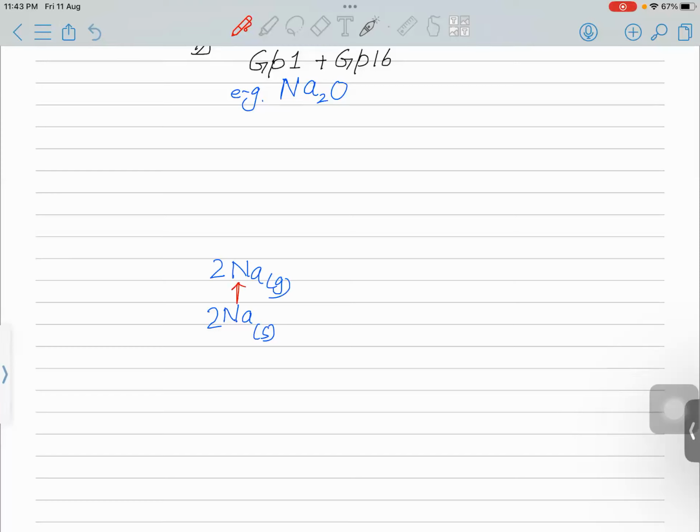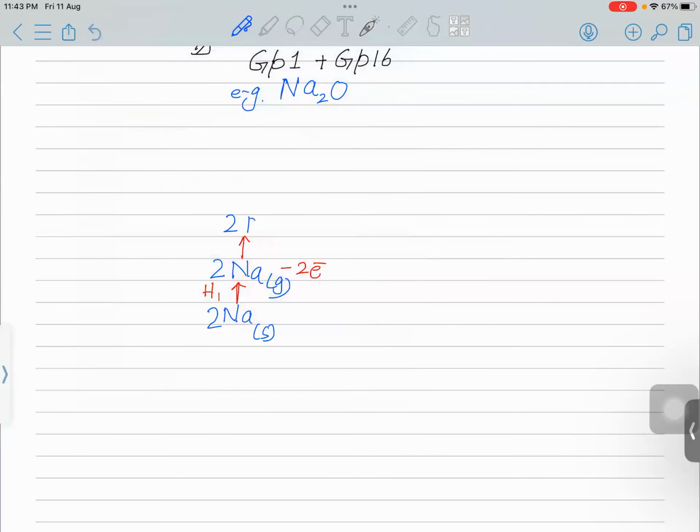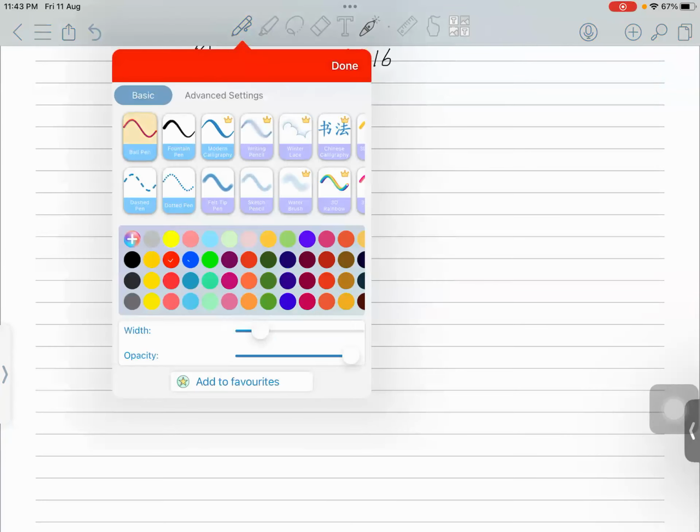Then it becomes 2 Na plus gaseous. So how many electrons are removed? 2 electrons. Very good. 2 Na positive is formed. This is called H2.